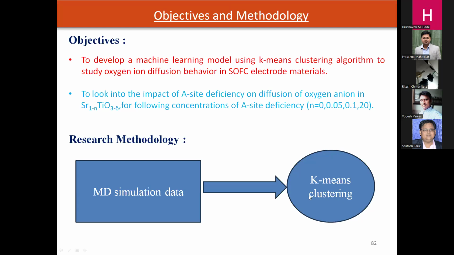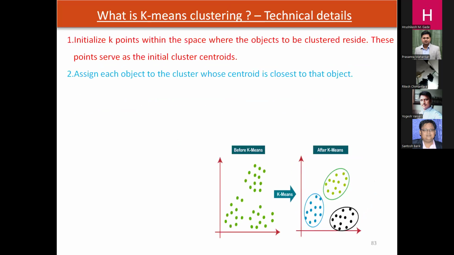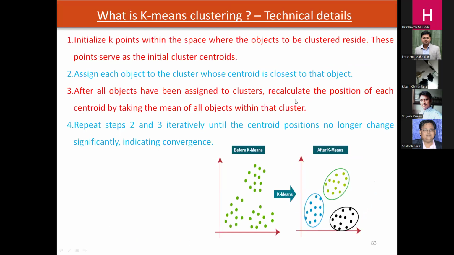A very simple technique which is called K-means clustering. It's an unsupervised learning technique. It's a basic technique in machine learning: let's say you have data and you wish to cluster it in three different domains. So it is unclustered data and you cluster it. That's what we did in terms of oxygen anion motion. Your oxygens are moving randomly and we try to cluster their motion, checking the impact of A site vacancy onto their motion. That was our objective.